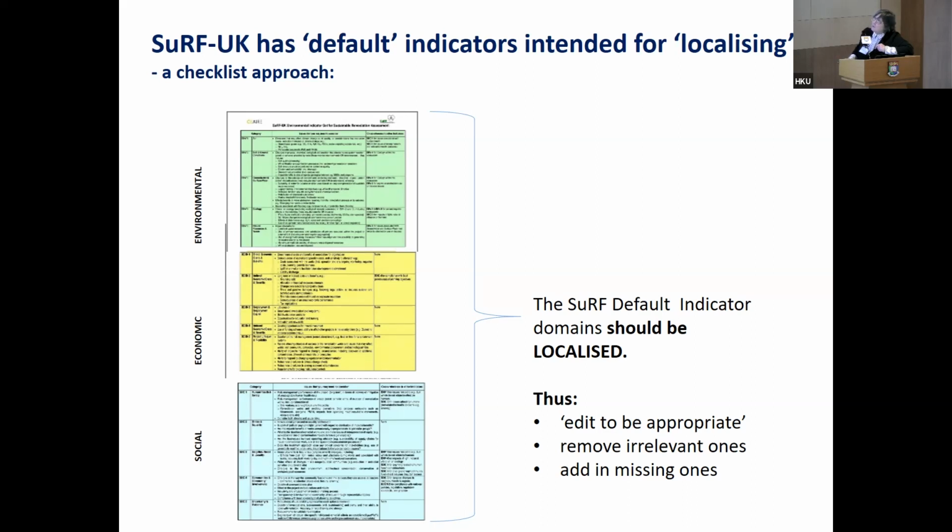So this framework gives you a list of lots of things you should check. You should check them, and then you should throw away the irrelevant ones. And you should edit them until they are appropriate to your locality. And then you should add in missing ones. This is how the system is designed.